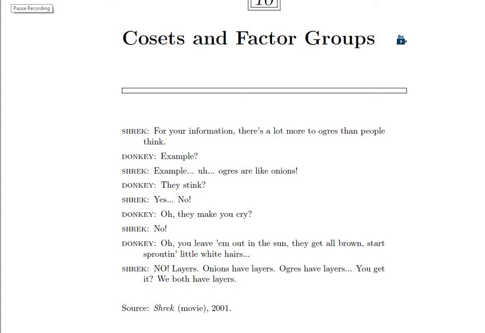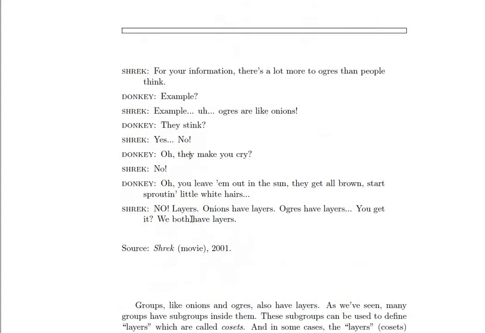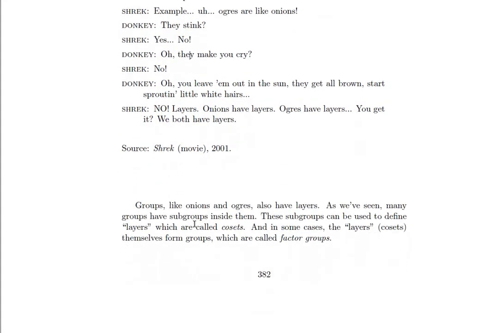Okay, so we're going to talk about cosets and factor groups. And this quote here at the beginning is supposed to introduce the idea that groups have layers. Or you could think of them as slices or layers, something like that.